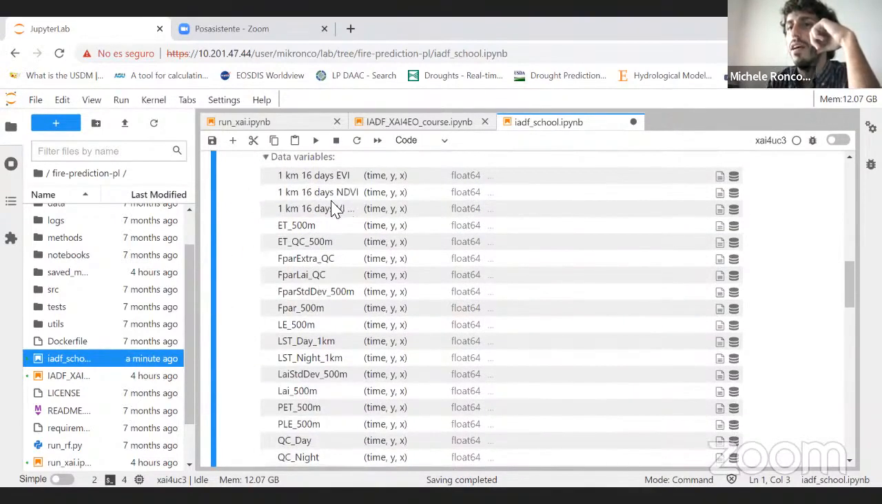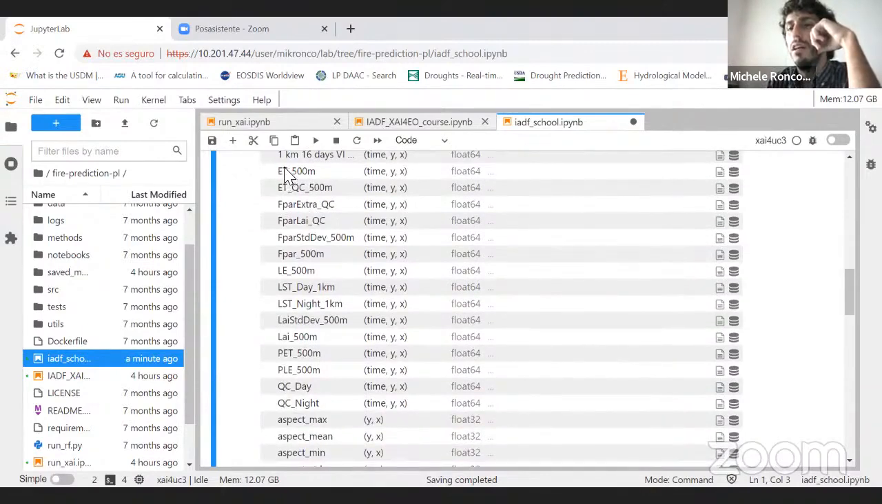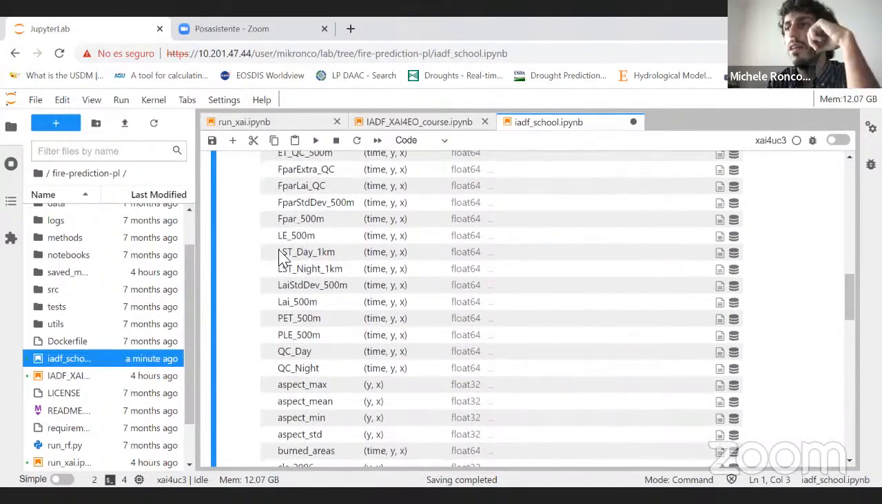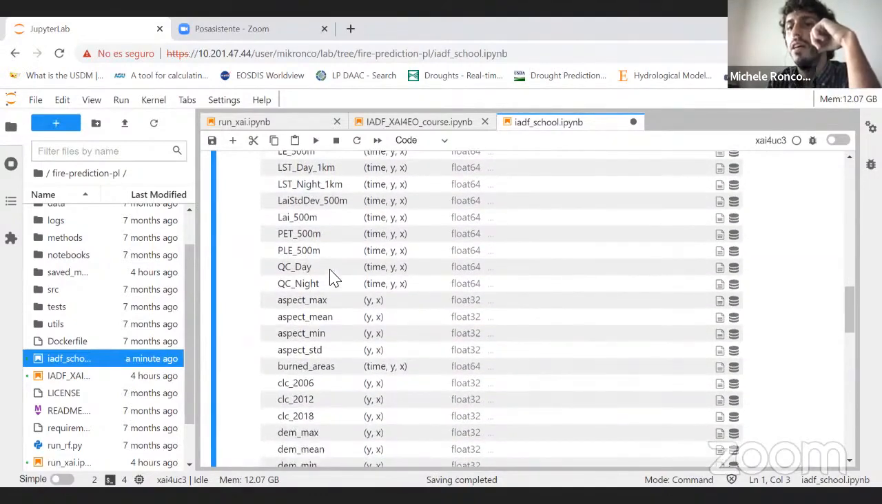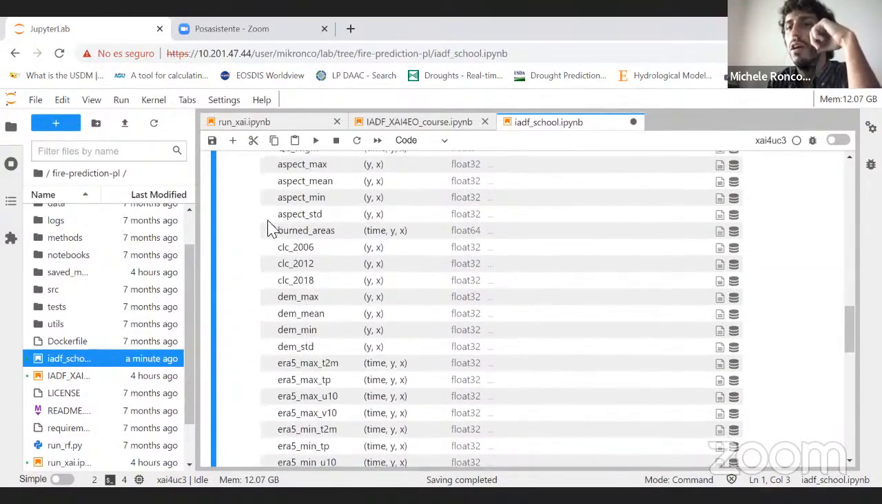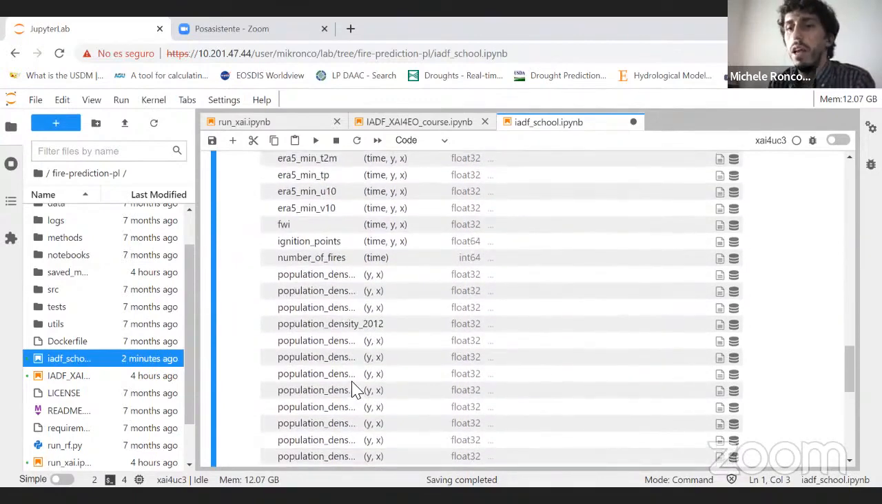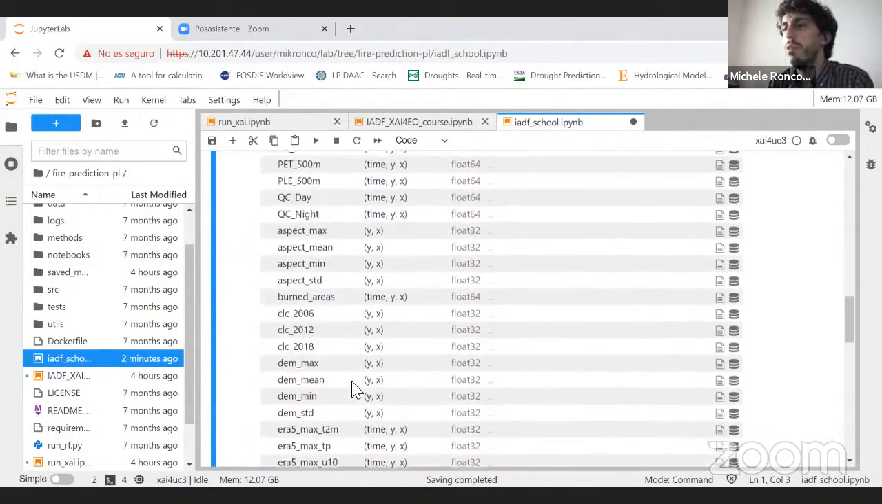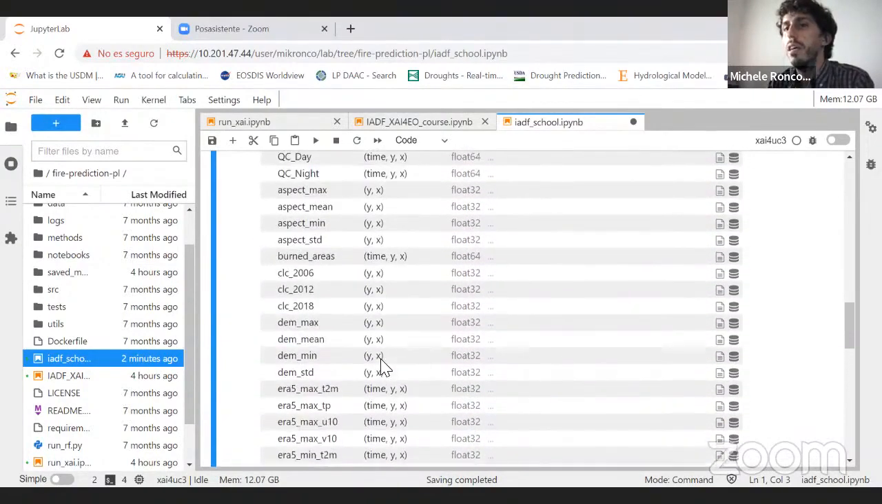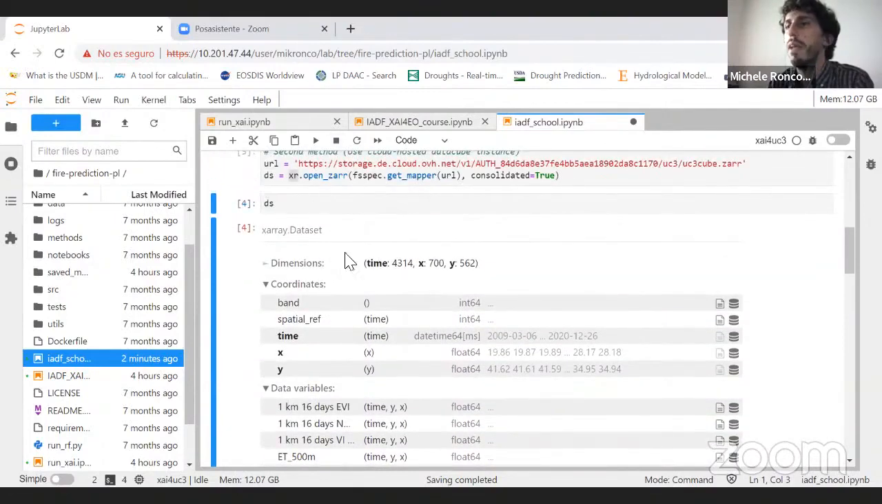So we have, for instance, the NDVI, we have FAPAR, the photosynthetic activity, we have the land surface temperature, day and night, and so forth. We have also Corine land cover. We have our target, which is the burned areas. As I was saying before, the objective of this problem was to predict burned areas over Greece to calculate a fire danger. And then we have meteorological variables from ERA5, so temperature, precipitation, wind speed, direction, and so forth. It's not important that we go through all of them. I just wanted to show you the object that we obtain once we open a dataset.